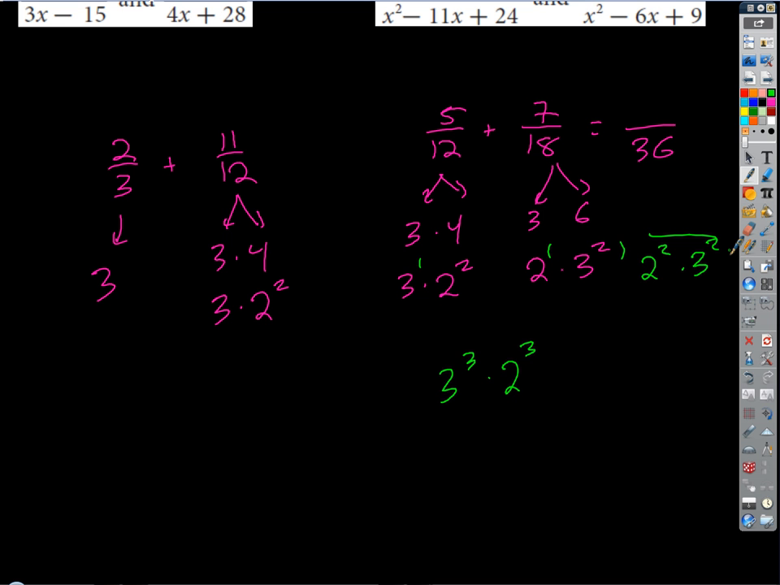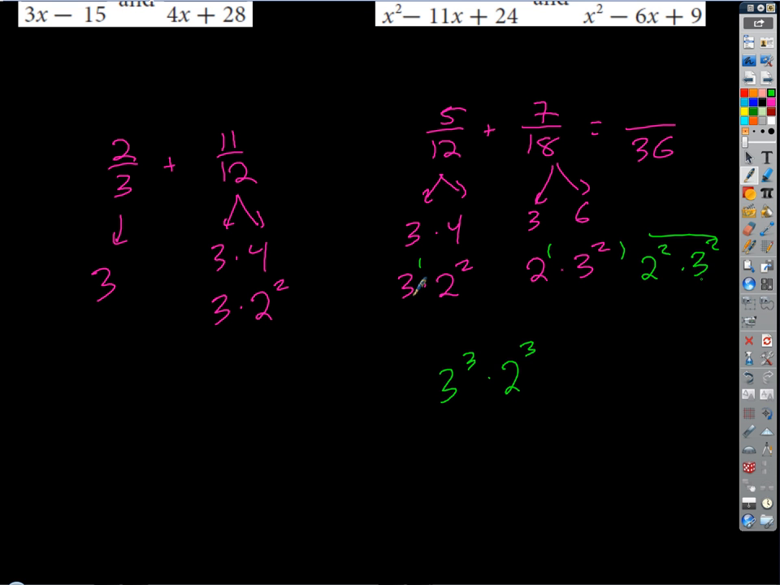Yes, sir? Where did the 3 cubed times 2 cubed come from? That was just, I said if we were to take the product of all of those, we would have gotten 3 cubed times 2 cubed, but that's too big. We don't need that, right? Neither one of these individual denominators needs to have a 3 cubed, right? This one's got a 3 to the 1 and that one's got a 3 squared. Why do we need that extra 3? We don't, right? All we have to do to get to here, well, I need to get this denominator in the bottom of both fractions.